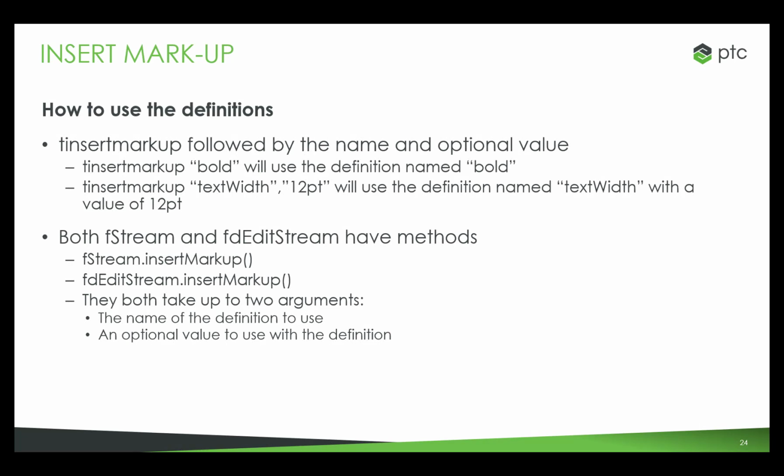So you've created your definitions and you've associated them either with the template list or the application list. Now you want to actually use the things. So how do you do that? Well, there's both a macro and a number of FOM methods to be able to use those things. Both of them will take the name of the definition that you've used, and you can also provide an optional value. So from a macro point of view, there's a t-insert markup macro.